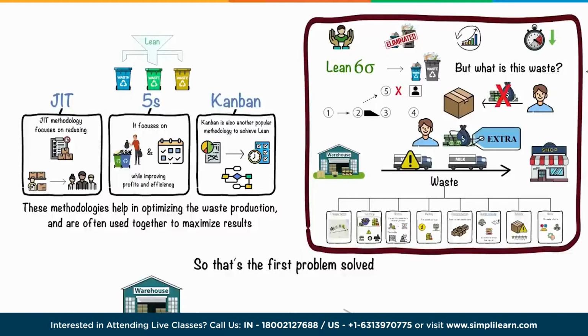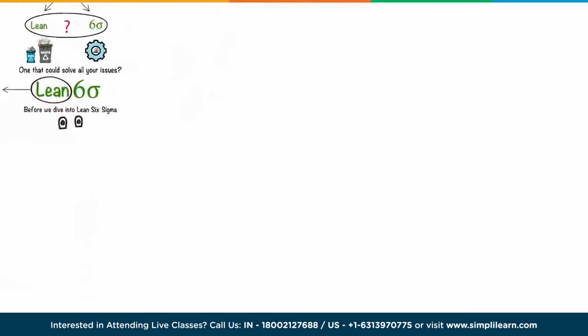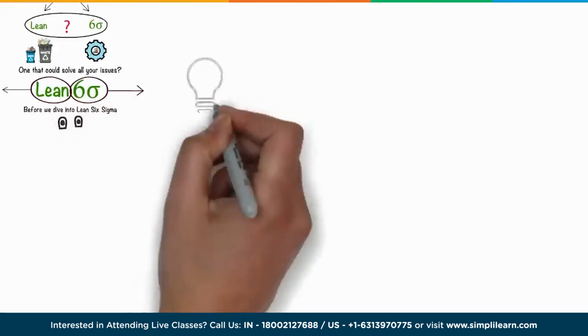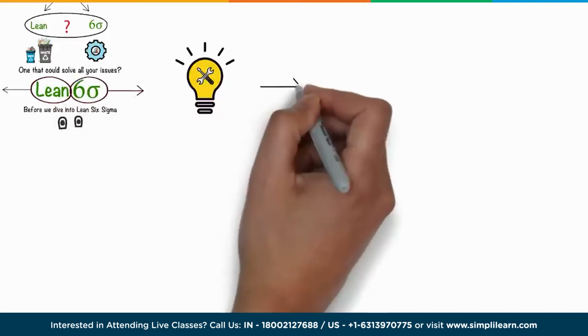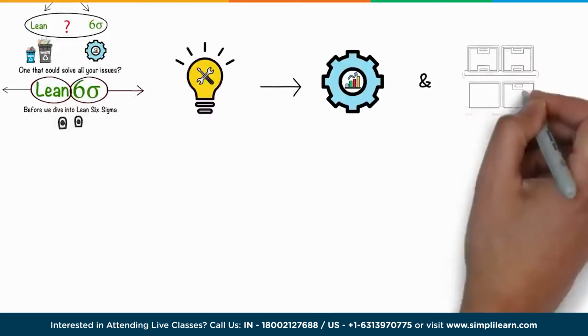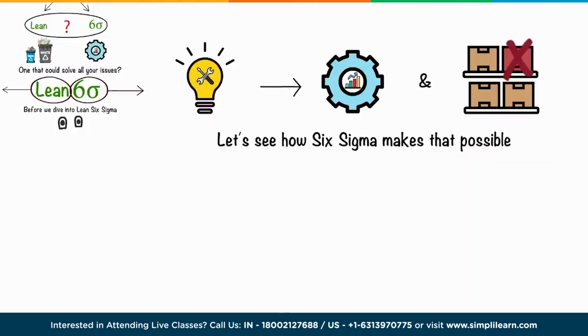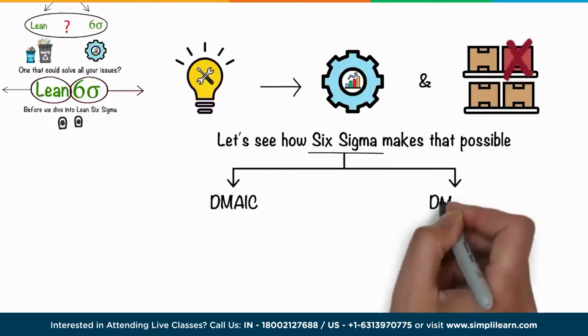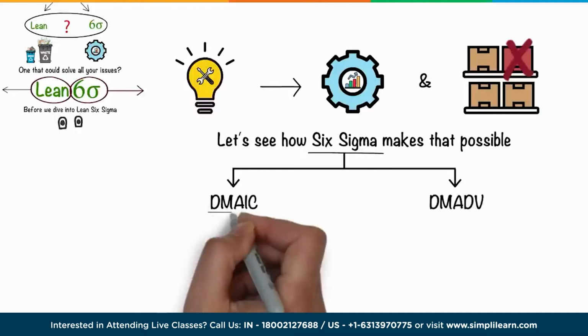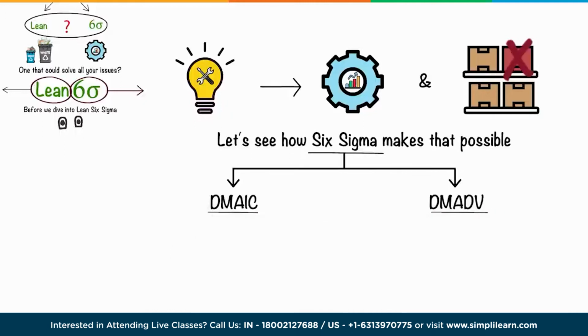Now, let's have a look at how you can improve the supermarket supply chain efficiency. For that, let's have a look at the other part of Lean Six Sigma, Six Sigma. Six Sigma is a set of tools and techniques that are used for process improvement and removing defects. Let's see how Six Sigma makes that possible. Six Sigma has two major methodologies, DMAIC and DMADV. You can learn more about these two methodologies by checking out our Six Sigma in 9 minutes video by clicking on the top right corner.